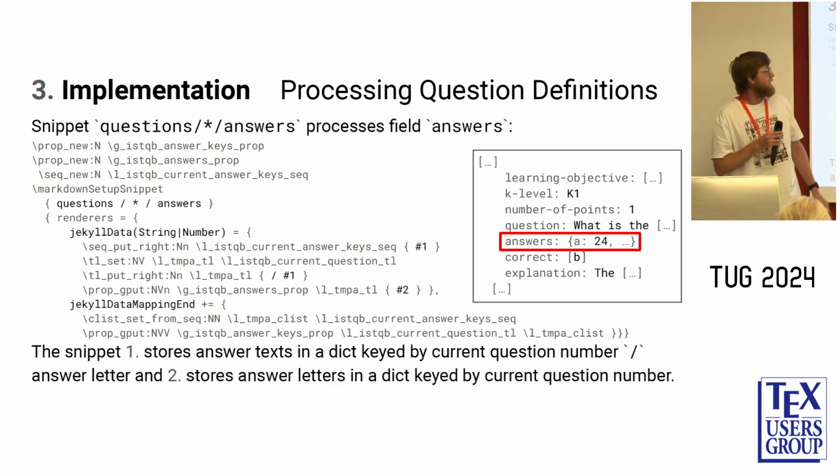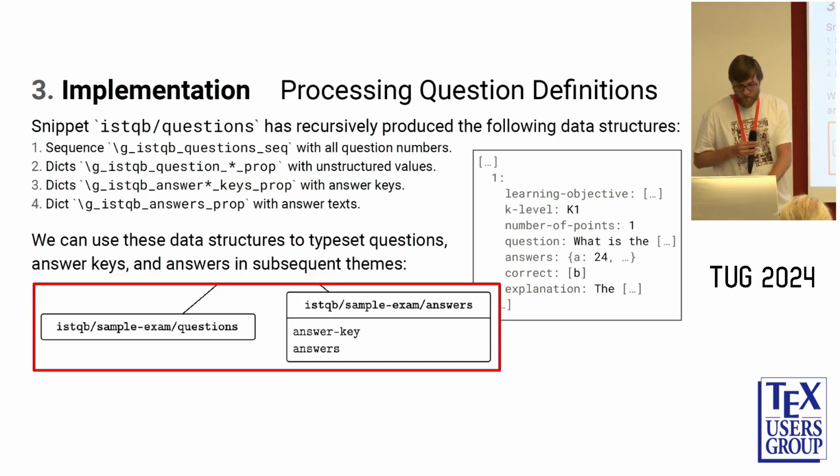And we do the same thing for the list of possible answers, but here we also have an extra property list which stores the answer texts and is keyed by the question number / the answer letter, and the value is, for example, 24. So there would be 1/A and the value would be 24. So this basically concludes the snippet.